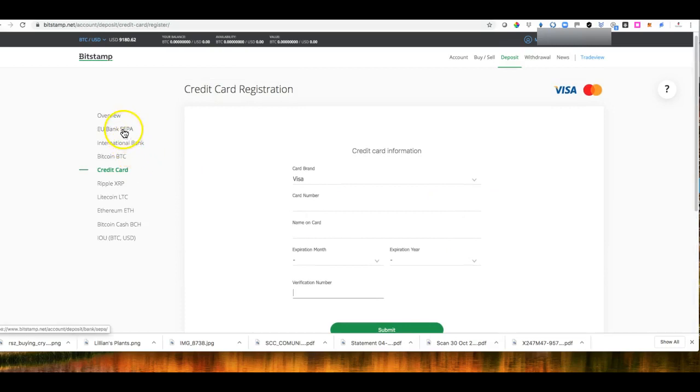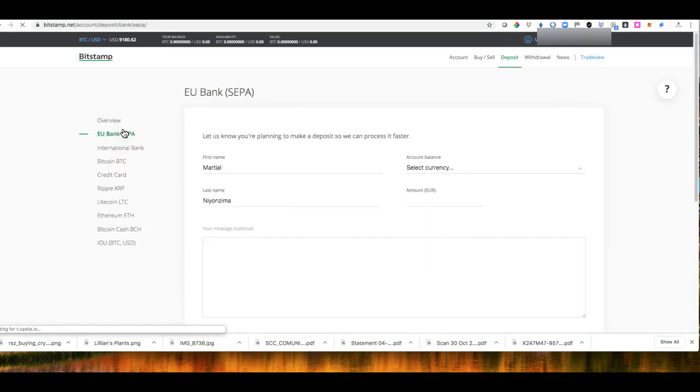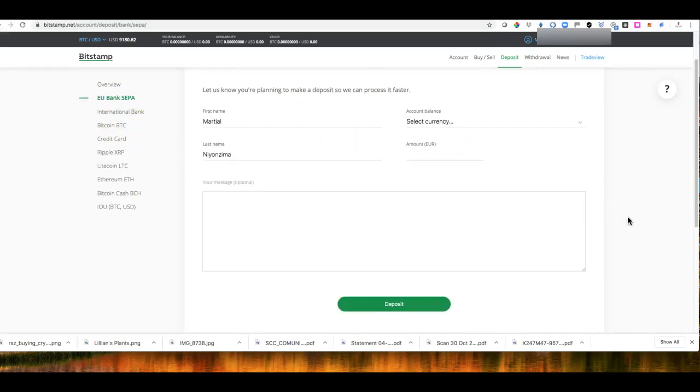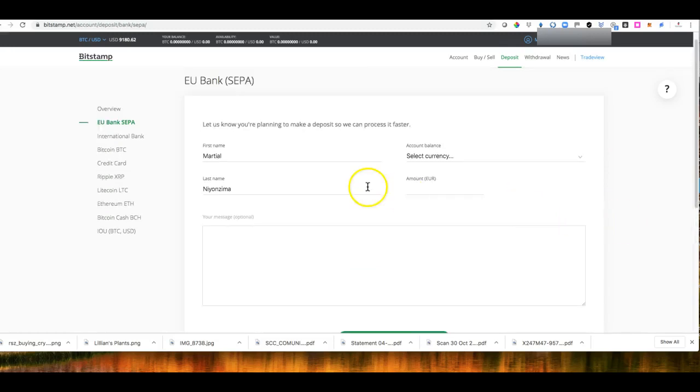Now let's look at someone who uses an EU account. I hope they're not going to block my account, because I am just showing you different examples. The EU option is pretty much like the international one. They will ask you for the usual information. All right, guys, that is how it is.